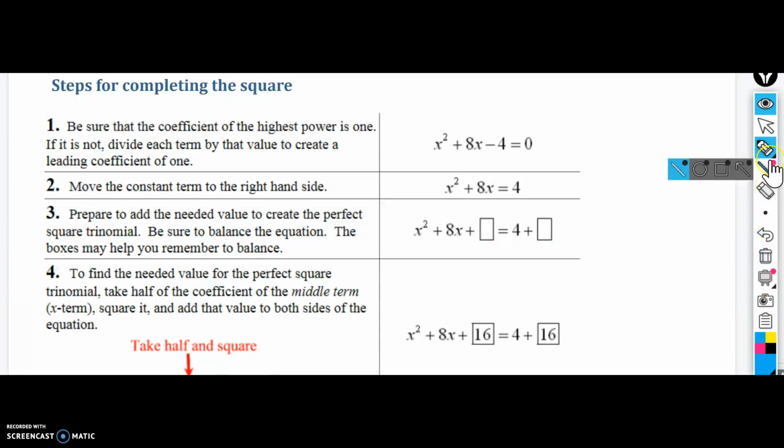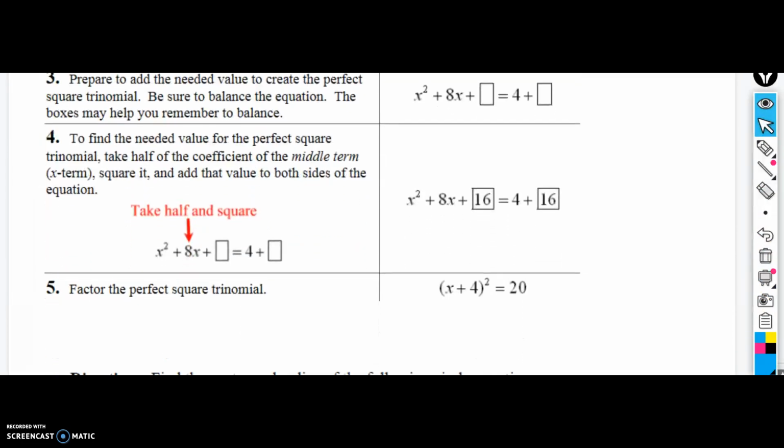To find that number, what you do is you take half of this middle term. My middle term is 8. I'm going to take half of that, 4, and then square 4 and put it in the blank. It goes in the blank on this side, but it also goes in the blank on this side. Once you have a new trinomial, you can factor that trinomial down here into a perfect square trinomial to get x plus 4 squared equals 20.